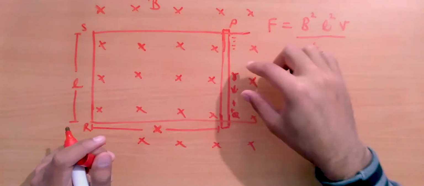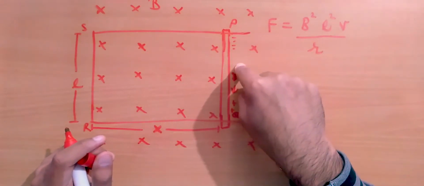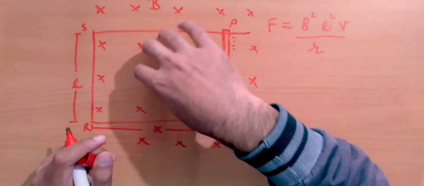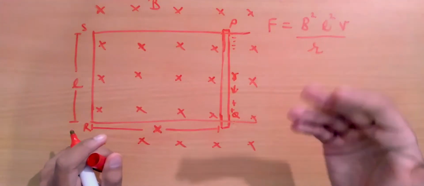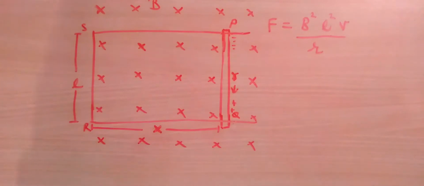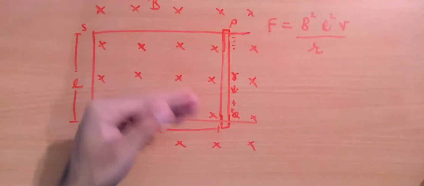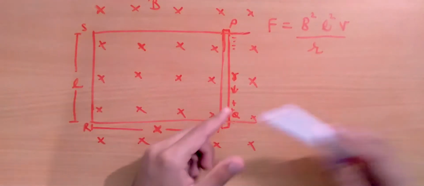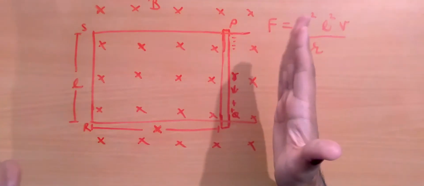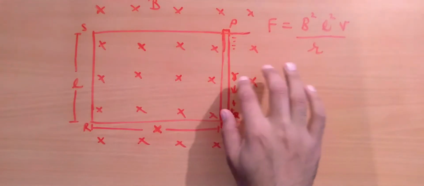I was pushing the rod in that direction, the external agent was pushing the rod in that direction, and the force due to the magnetic field was in that direction. So this magnetic field is trying to oppose the motion of the rod, and that is in accordance with Lenz's law, which states that the current would be induced in such a way so as to oppose the change in flux. So it is opposing the change in flux by stopping the rod from moving further, right? And that is the force on this particular rod.